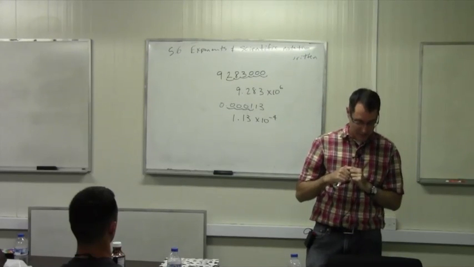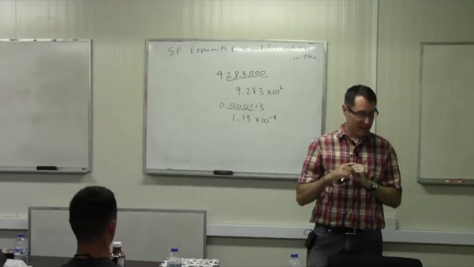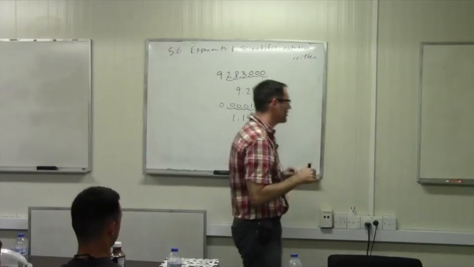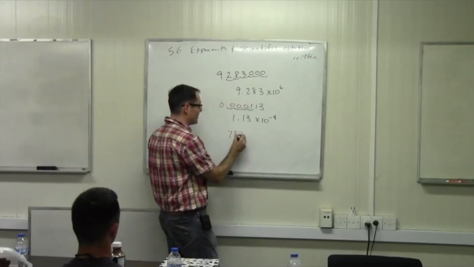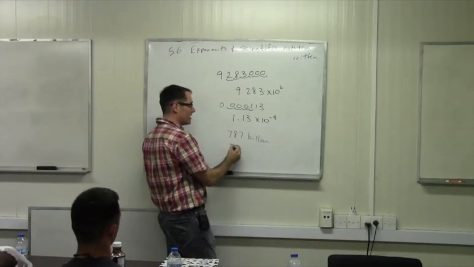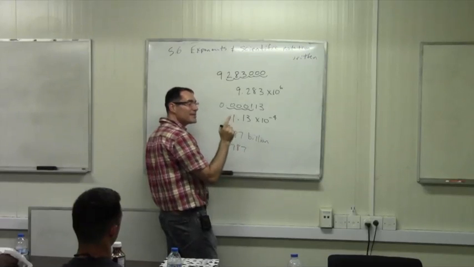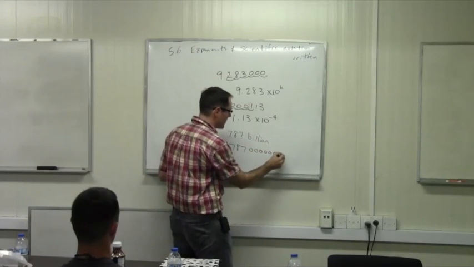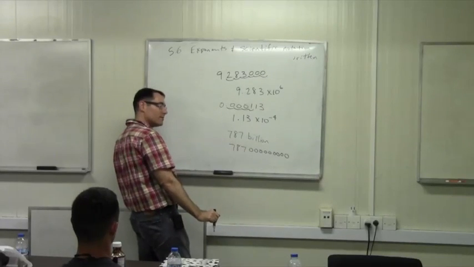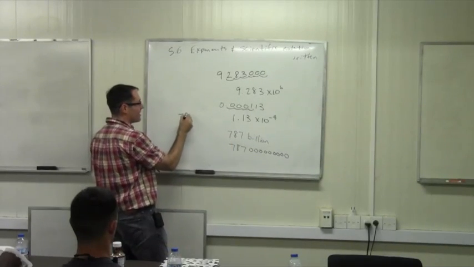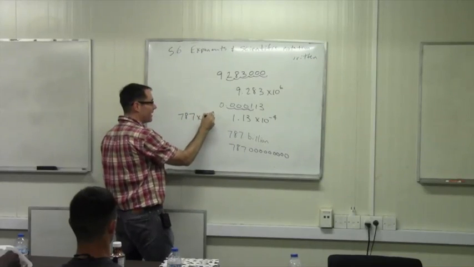$787 billion was the 2009 economic stimulus package in the United States. $787 billion. And we said a billion is 10 to the 9th: 1, 2, 3, 4, 5, 6, 7, 8, 9. We could say 787 times 10 to the 9th.